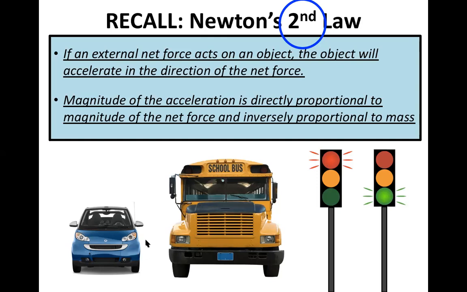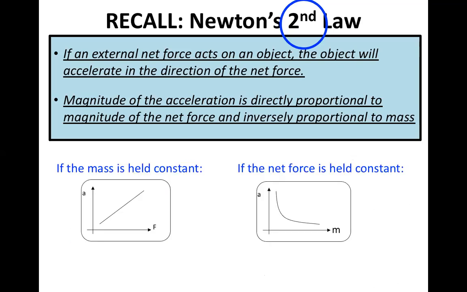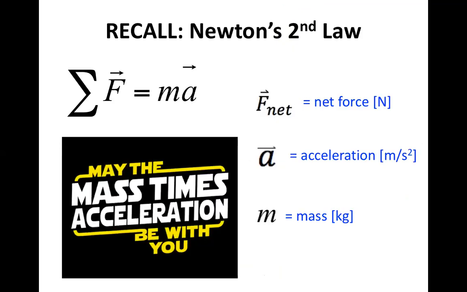The smart car is obviously easier to start accelerating with a certain force. If you're at a green light and the light suddenly turns red, which one is easier to come to a safe stop? With a set amount of force, it would be much easier for the smart car to do that. So less mass is less resistance to changing motion. And we've graphed these relationships as well.